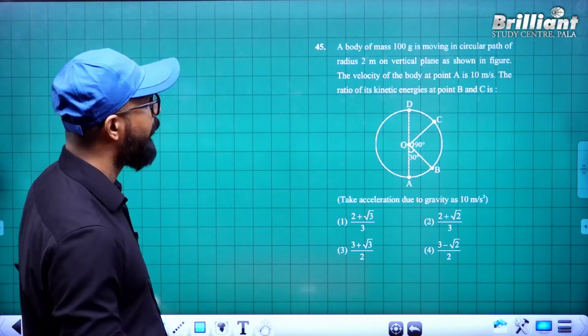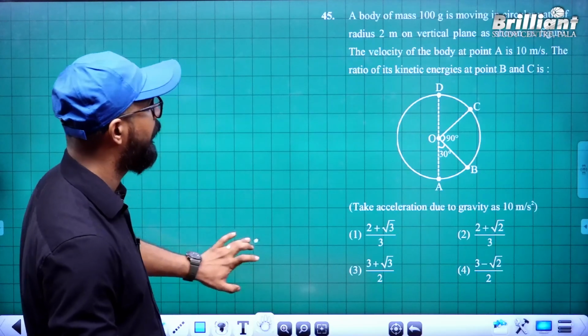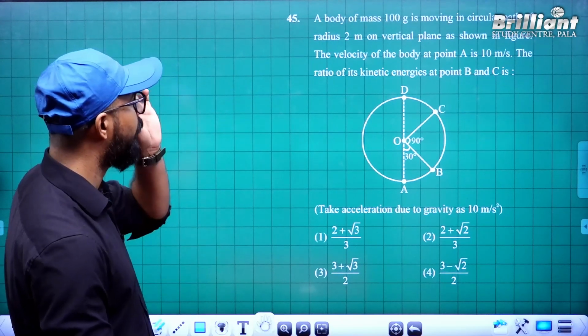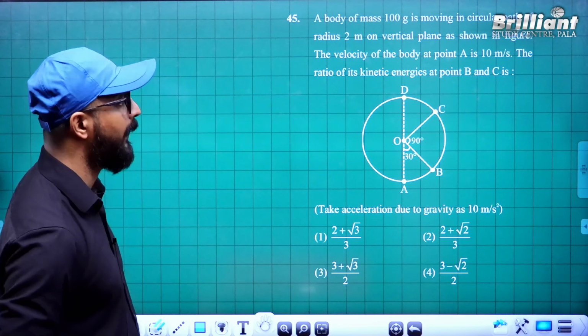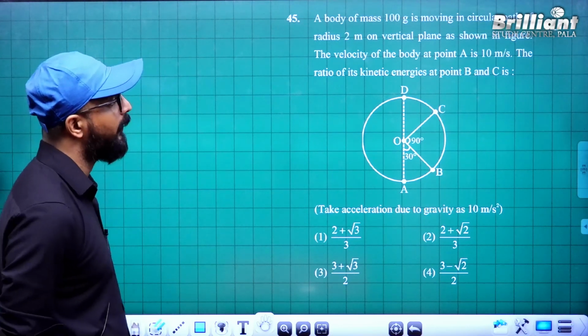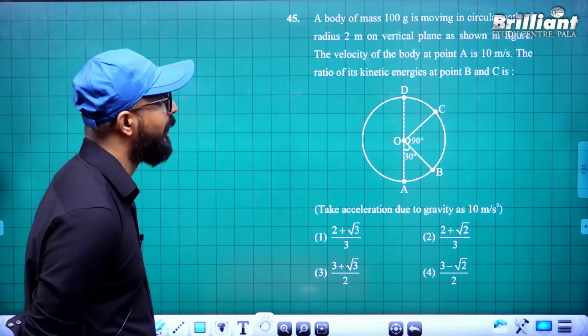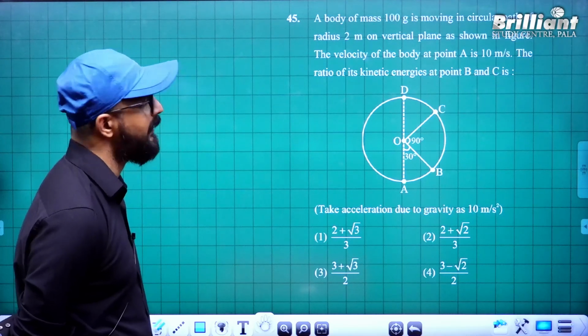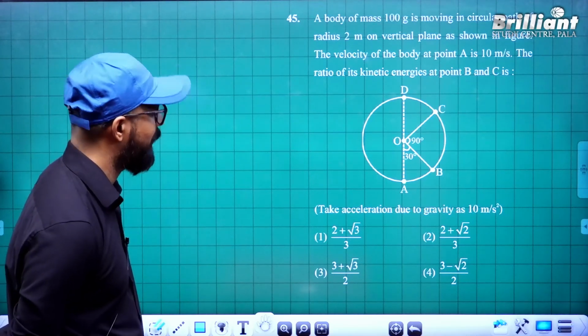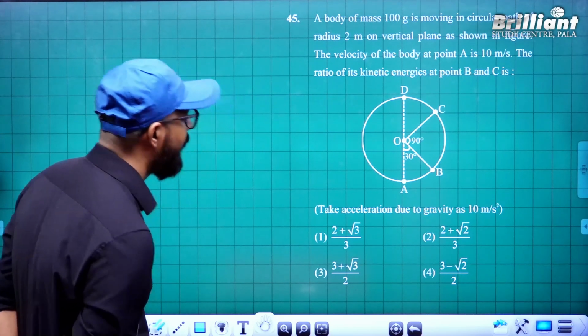Moving on. A body of mass 100 gram is moving in a circular path of radius 2 meter on a vertical plane as shown in the figure. Velocity of the body at point A is 10 meter per second. Ratio of the kinetic energies at B and C is. Okay, nothing else has been mentioned. Radius is given as 2 meter.